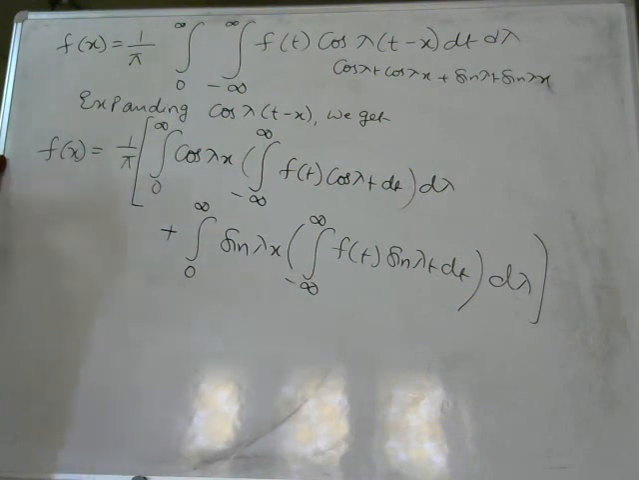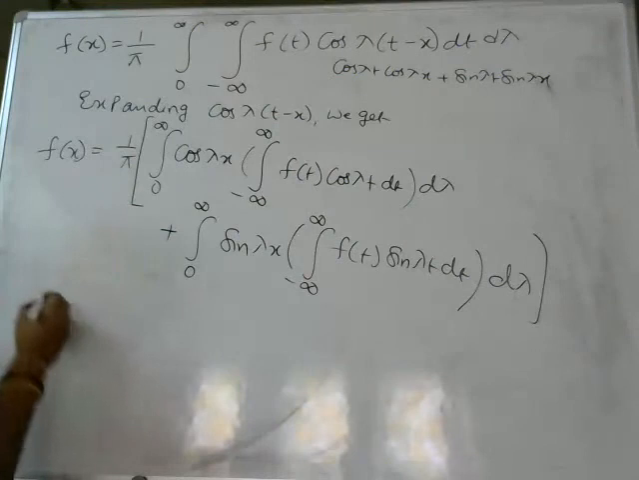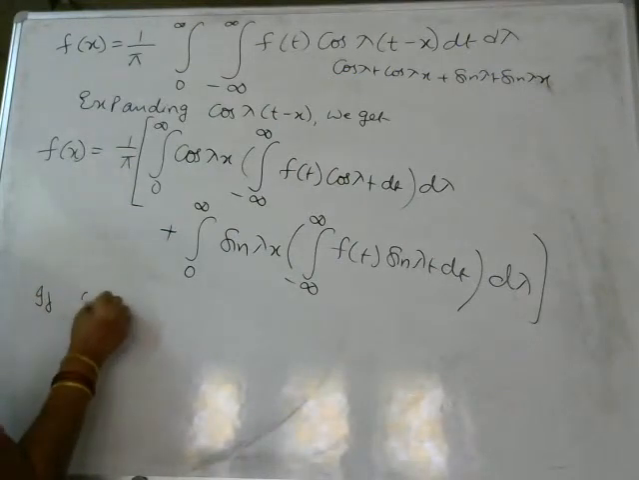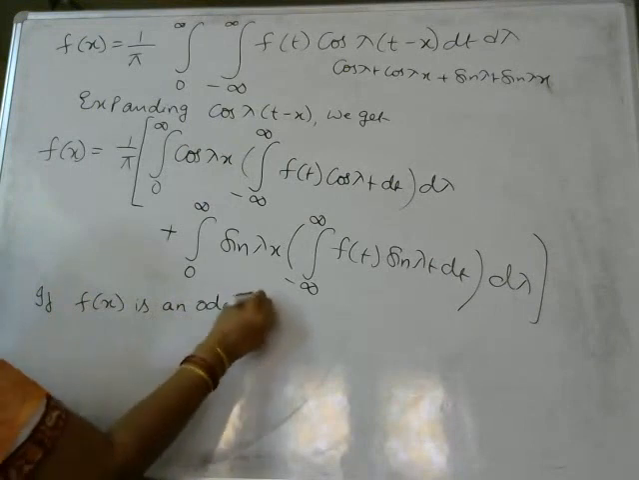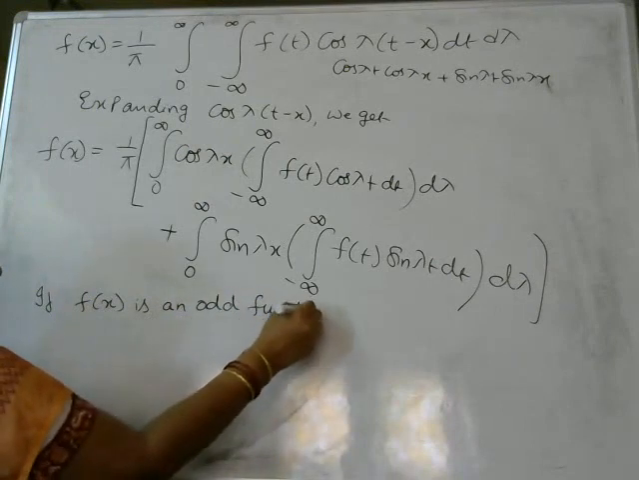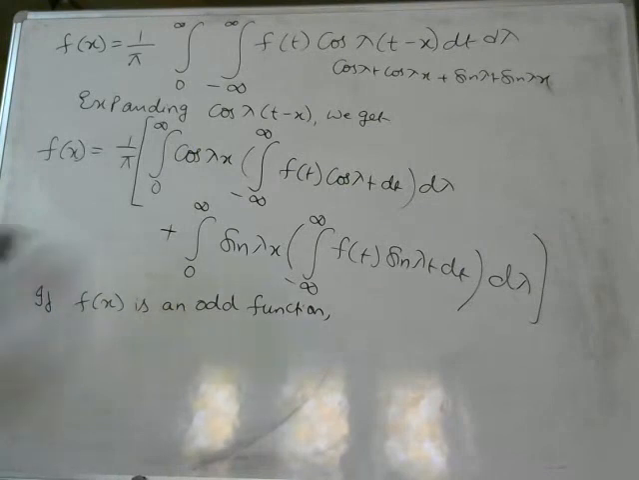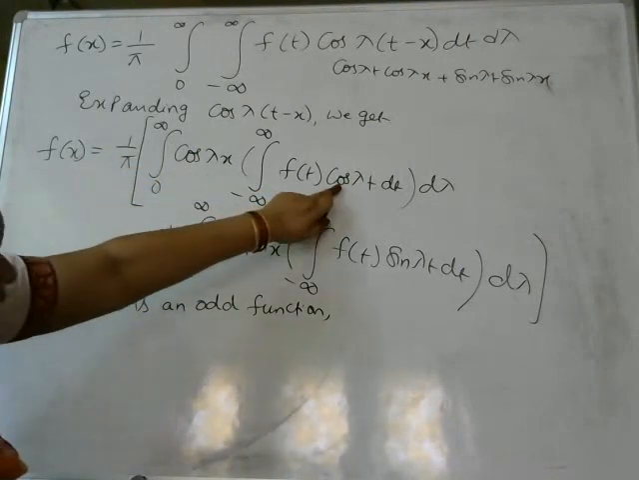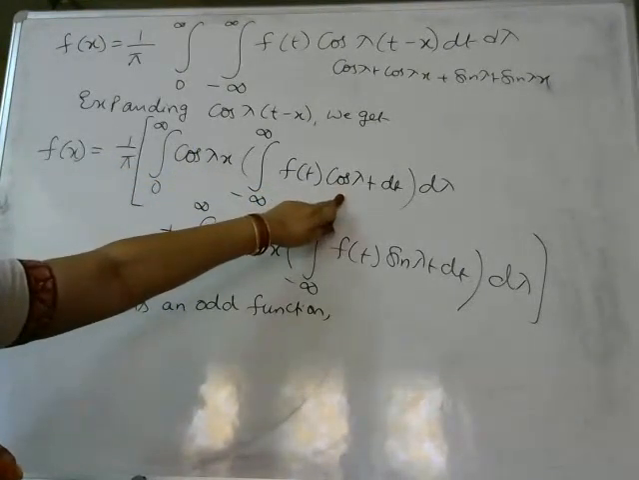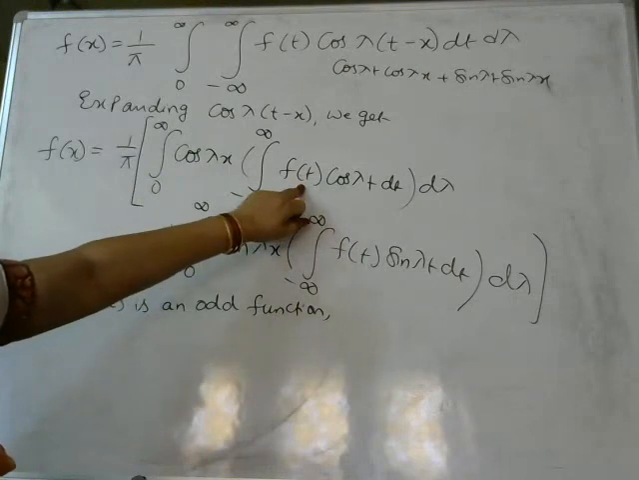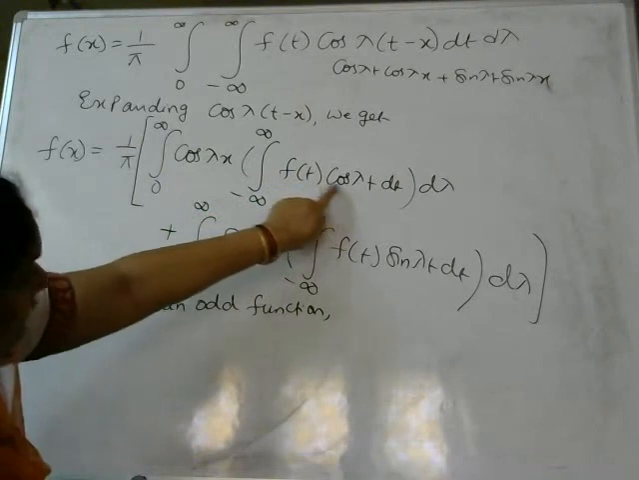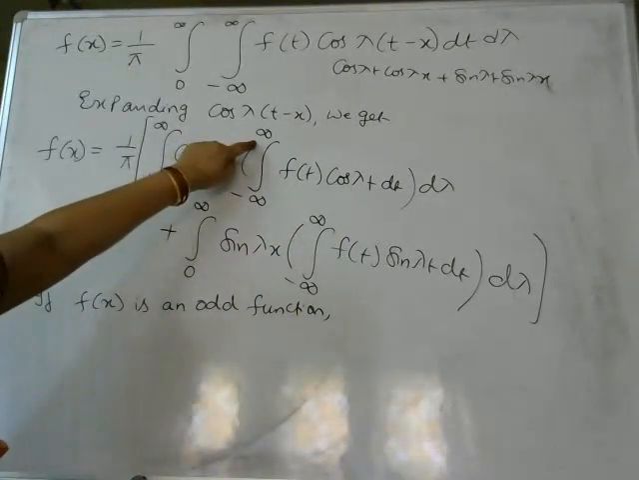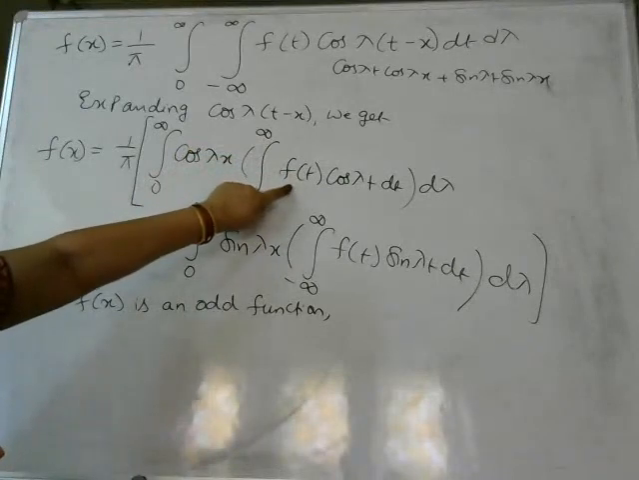Now suppose f of x is an odd function. Here we have cos, and we know cos is an even function. f we have taken as an odd function. The product of even and odd becomes again an odd function. An odd function from minus infinity to infinity becomes 0. So this term will become 0.